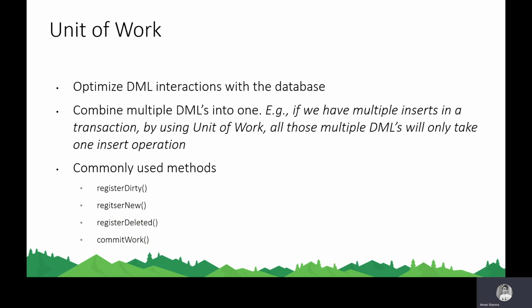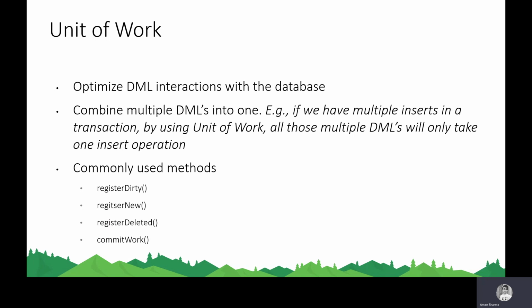Unit of work. So unit of work is used for optimizing the DML transactions. So let's say in a transaction we have three inserts happening: one insert of account, one insert of contact, one insert of opportunity. If we go by the traditional way, then the number of DMLs happening in that transaction is 3. But if we introduce unit of work there, then the number of DMLs happening will be 1, because unit of work combines all the inserts into one and then puts it to the database.